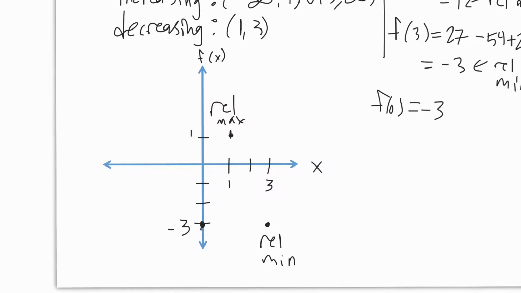Now that might not be the nicest polynomial you've ever drawn. I can try doing a little bit better. Increasing, decreasing, increasing. Something like that. And as long as you get that relative maximum there, and that relative minimum, you're good to go. We can see the nice shape of the polynomial.